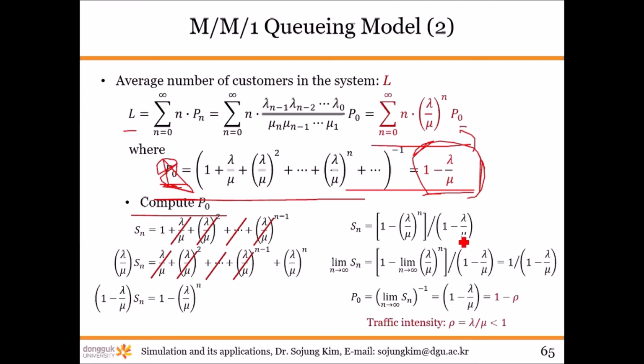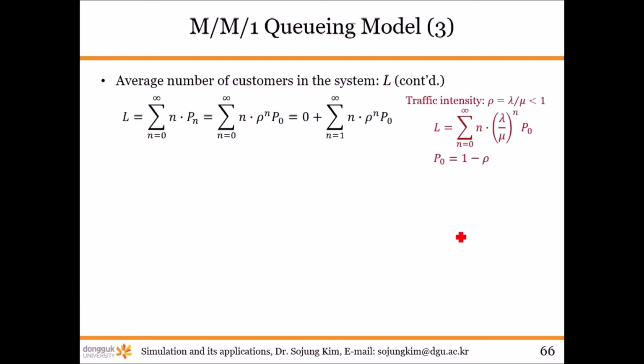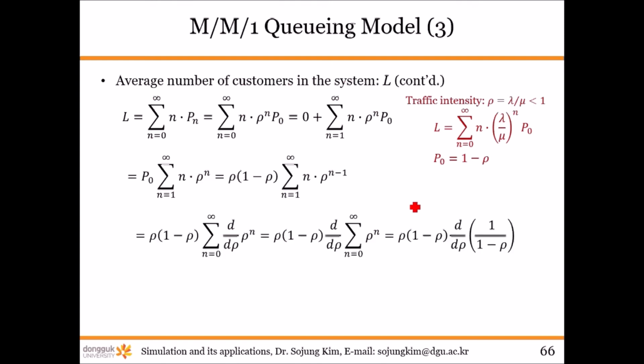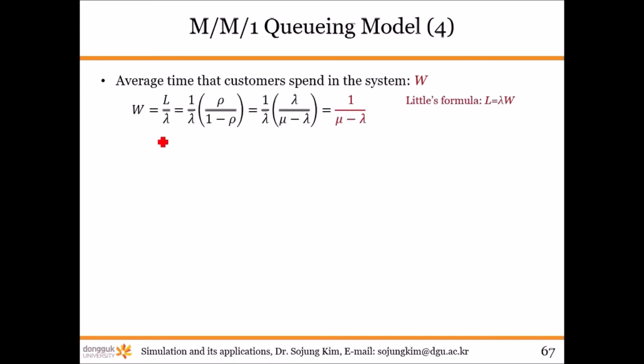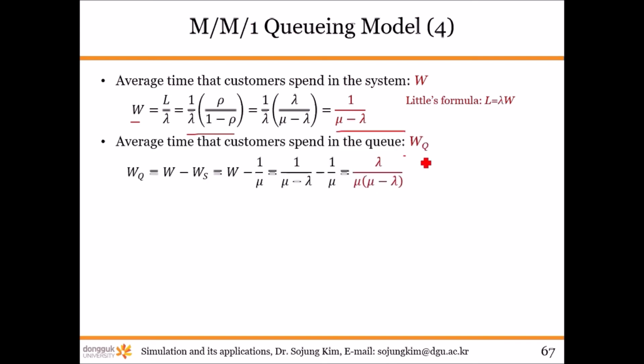Okay. So to get the value of L, and once you have L, as I mentioned before, you can get other values like W, right? So L will be rho over 1 minus rho, okay? And W, by using Little's formula, you can just calculate. So W will be 1 over mu minus lambda, and WQ, as you know, you can subtract the WS from the W, right, to get the WQ, right?